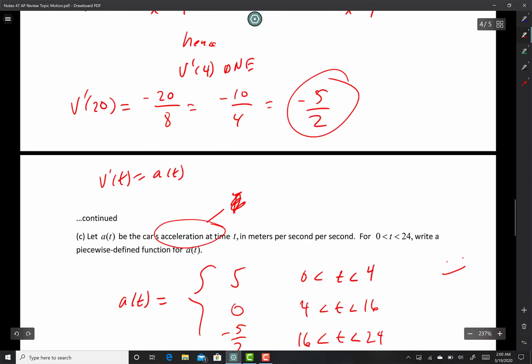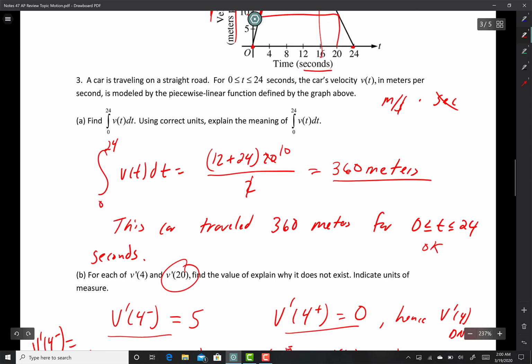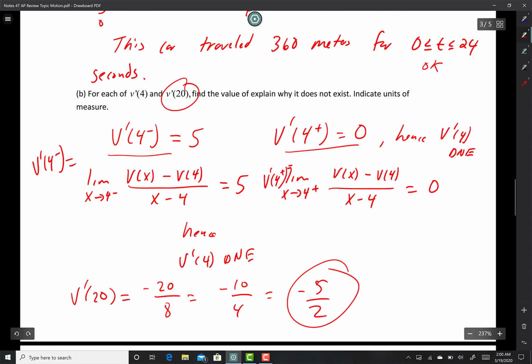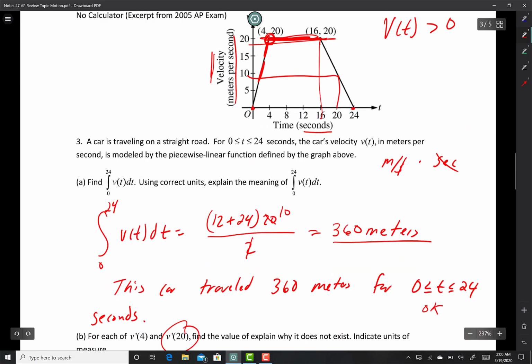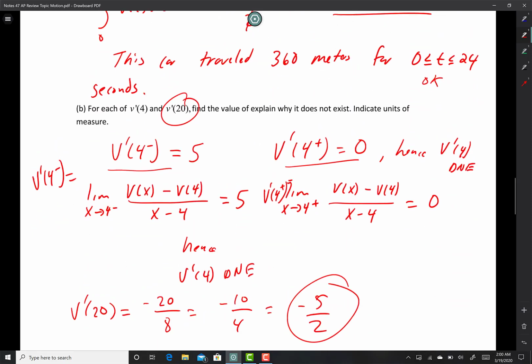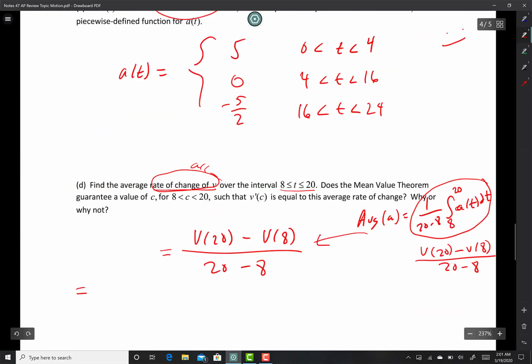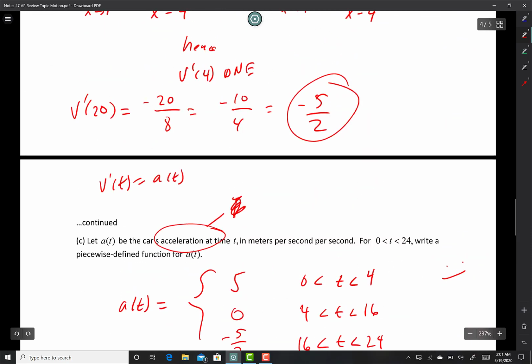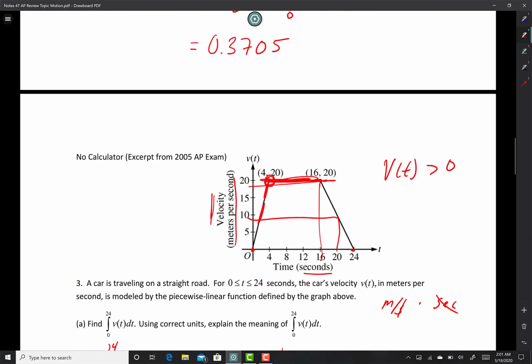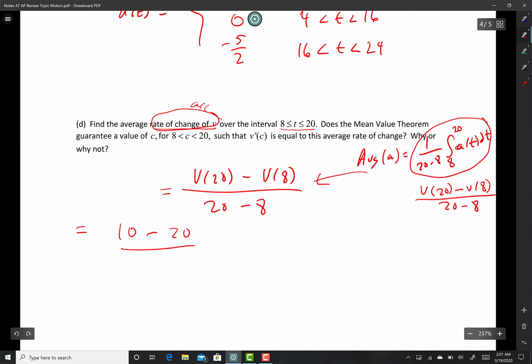V of 20. So what's v of 20? V of 20 is, let's see. And don't depend just on this, guys. I would actually look at this slope here. Let's see. What was my slope again? Negative 5 over 2. So that means every time I go rise over run, I go down 5, then right 2. So 16, 18, 20. So go down 10. So I'm at 20. If I go down 10, I'm at 10. So that's 10. So I'm going to write 10 minus v of 8. At 8, you are at 20. 20 over 20 minus 8.